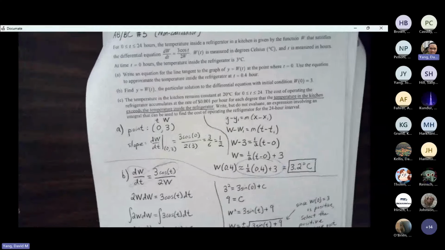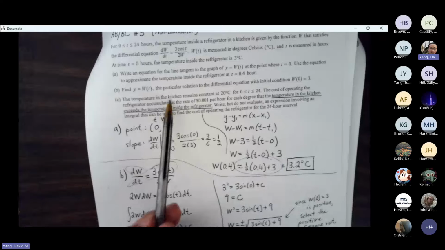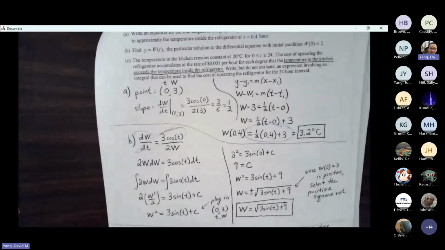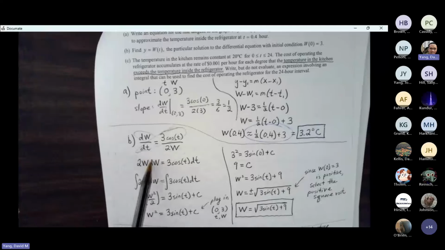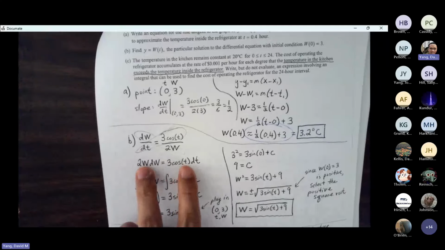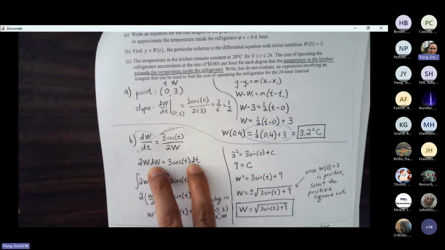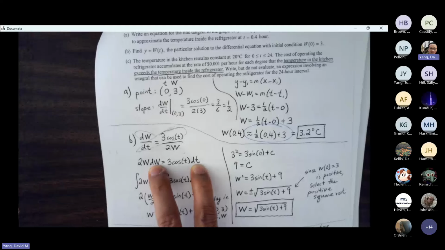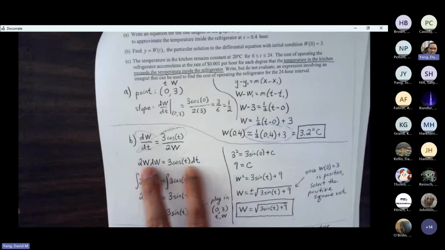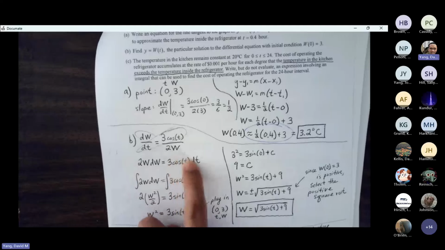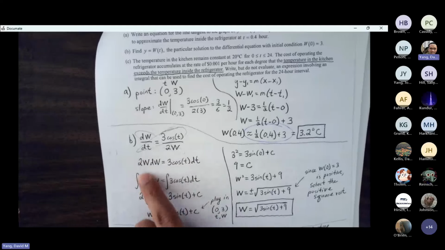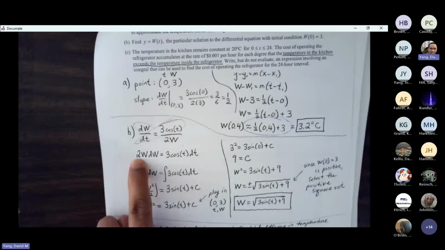Part B, find a particular solution for a different differential equation. We're going to go through our process: cross multiply, and then we want to get our W's together on one side, our T's together on the other side. Once you cross multiply, you're not guaranteed that you're going to get full separation. But in this case, I like to make sure that my dW and dt are lined up. And then I look to see, do I have anything out of place? My T's are together. My W's are together. Really, the only thing that's out of place is that 2.